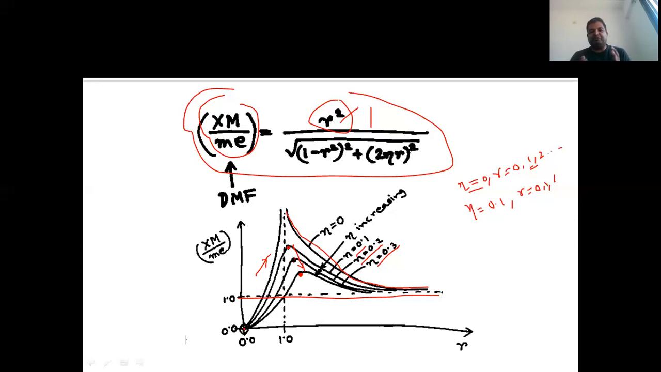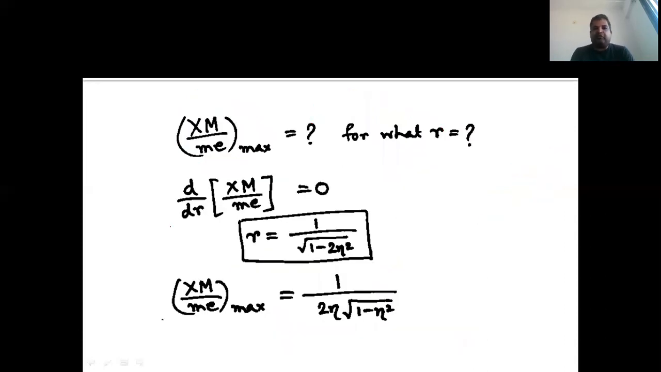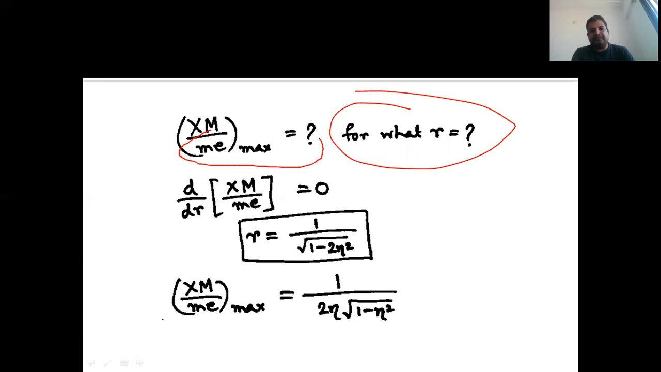Whenever you plot, please keep this in mind. This DMF curve will change for each vibrating system. You need to develop this particular curve for each and every vibrating system in this way. Similarly, you can find at what value of r your DMF is maximum. If you take d by dr of DMF and take the derivative, the value of r will be 1 upon under root of 1 minus 2 eta square. In the previous case, r was just under root of 1 minus 2 eta square, while in this case this value has changed.